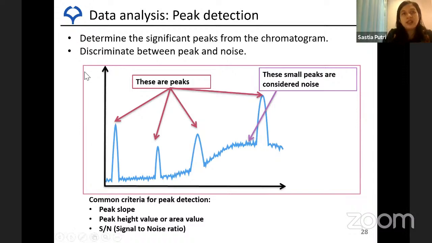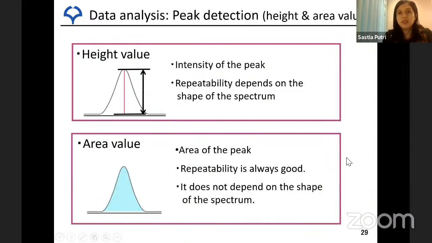And here is the example of how we do the peak detection. So we need to determine which are the significant peaks from the chromatogram. Sometimes the background is quite high, and these small peaks are considered noise, and these are considered peaks. So based on some criteria, usually what we see is the signal to noise ratio. We could say, for example, the signal to noise ratio has to be higher than 5 in order for it to be considered as a peak, or the signal to noise ratio should be 10 for it to be considered as a peak. You could determine this for the peak detection, and the shape of the peak and the peak height value, or the area value as well. We could set up these criteria.